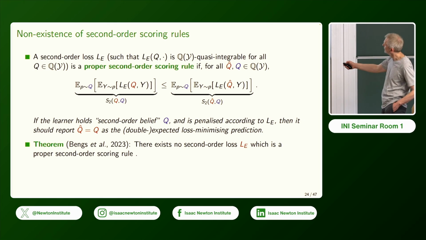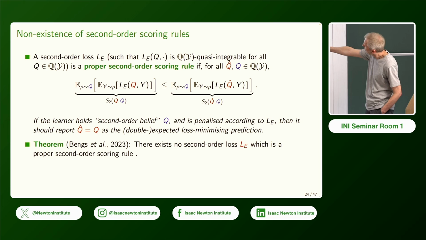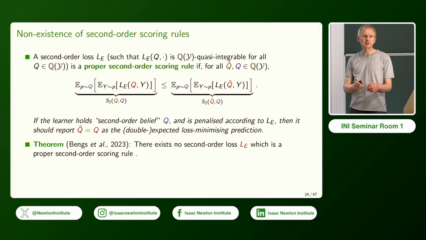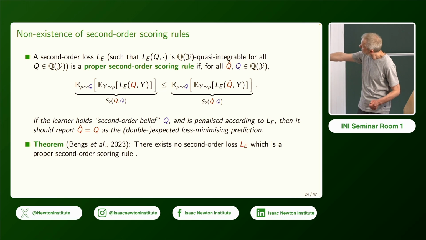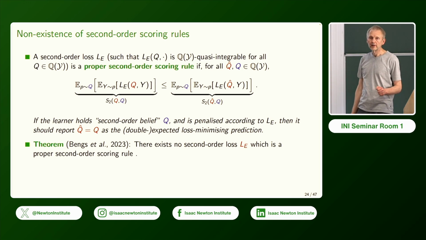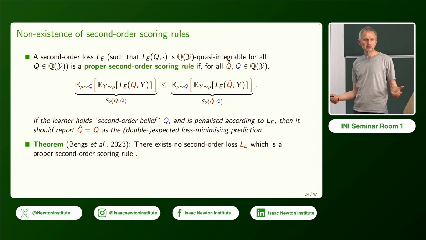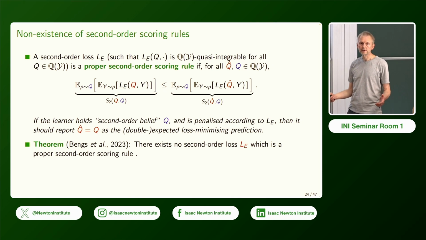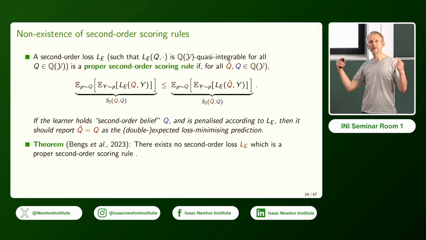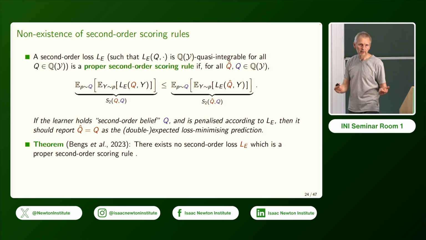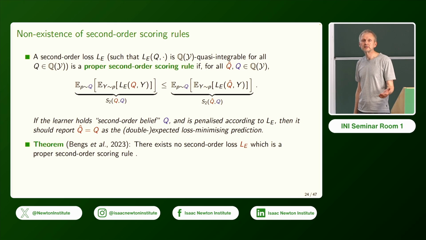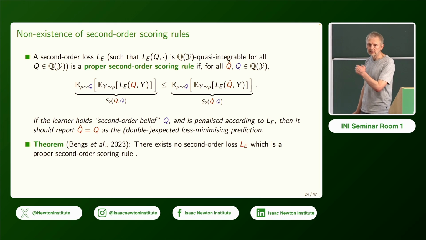strictly proper scoring rules. So in other words, if the learner holds a second-order belief Q and it knows that it's penalized according to the loss LE, then it should report Q hat equal to Q and nothing else. And the question is, can we at least find a loss function LE which incentivizes the learner to predict what it believes? And the answer is no, we can't. This is what we have shown. You can't find such a loss LE that incentivizes the learner to predict what it believes.